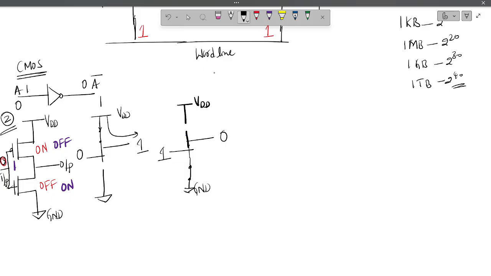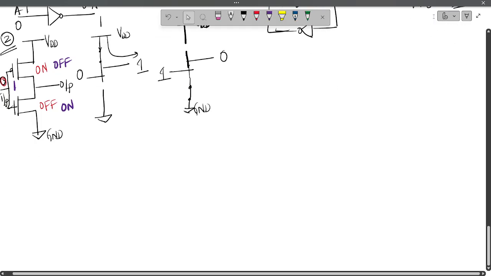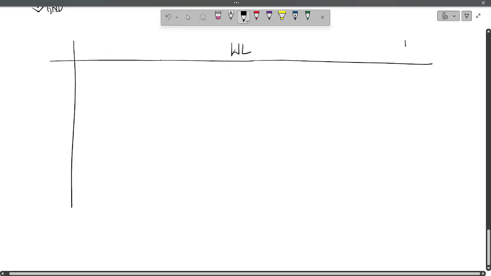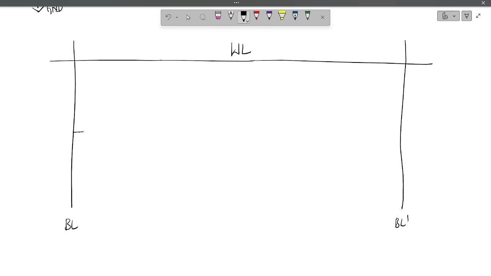Suppose two inverters are connected back to back with feedback. How many transistors are required? Four. Okay, so here is that same circuit, and how I am connecting it: this is the word line, and this is the bit line and bit line bar, BL dash. And here you have one pass transistor, which is connected to the word line.